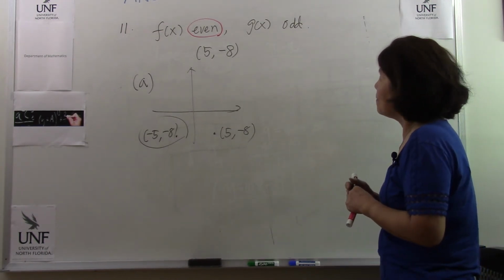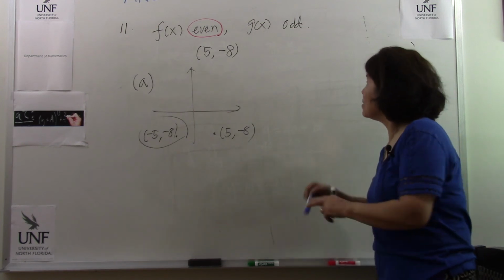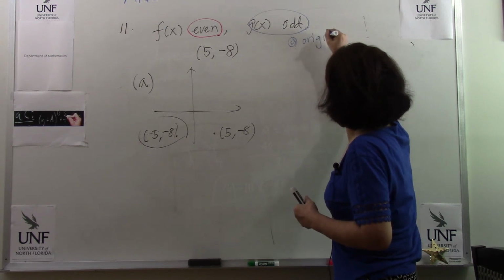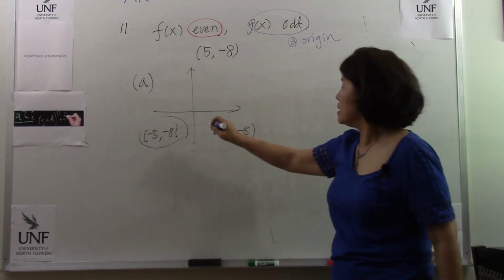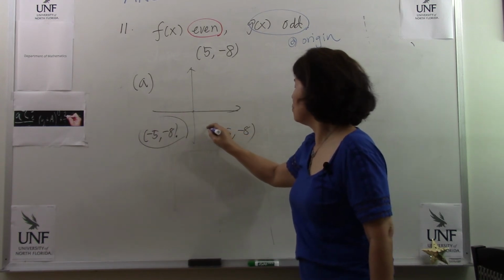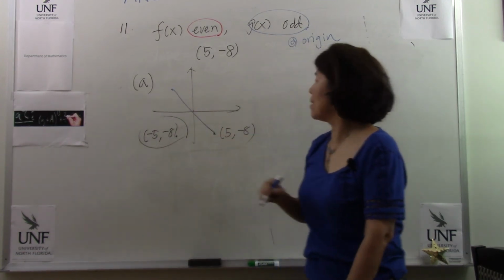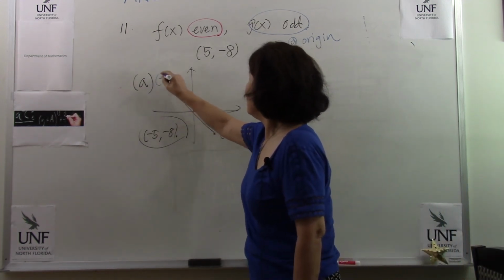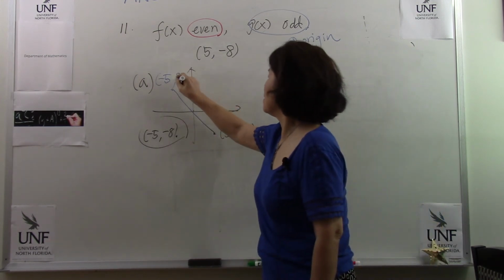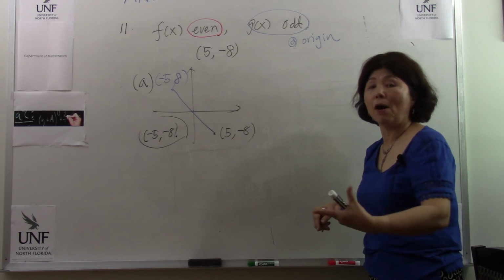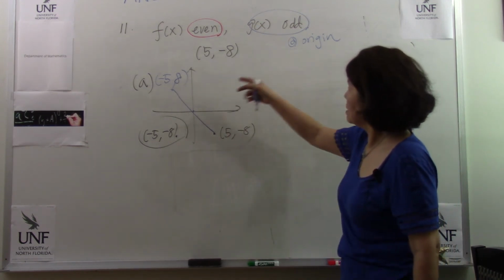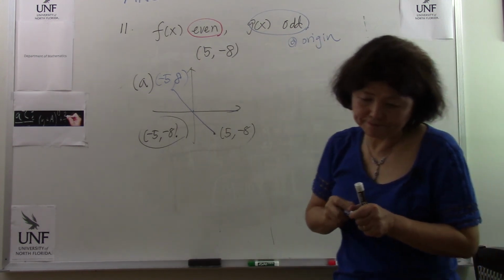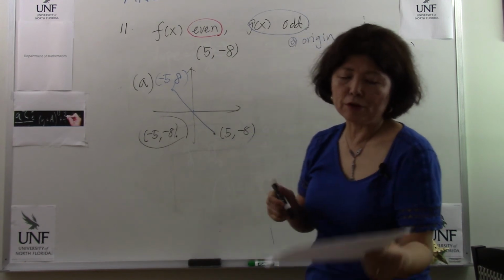The other one, g of x, is an odd function. So what does that mean? An odd function means symmetric about the origin. So from here, this is the origin. We are going to go through the origin and then go to the opposite side. Where is the point over here? Well, that one is (5, -8), and it becomes negative 5 comma positive 8. This is kind of the polar opposite. So this point, negative 5 comma 8, must be on the graph of g of x. So this is just a conceptual question.